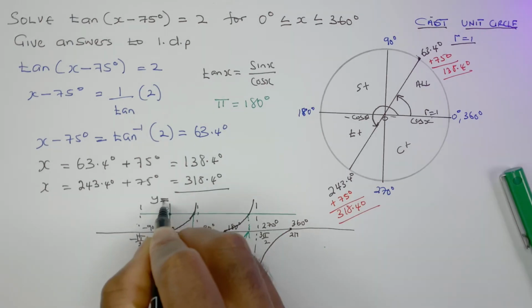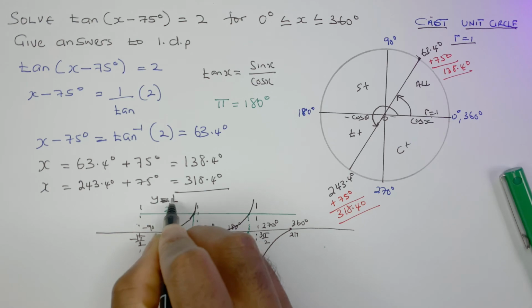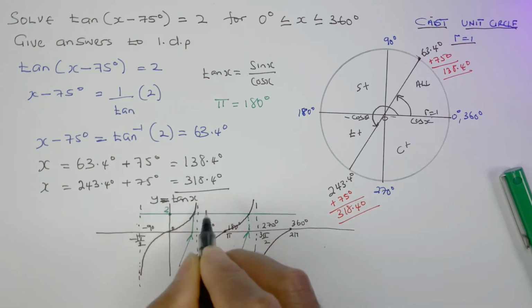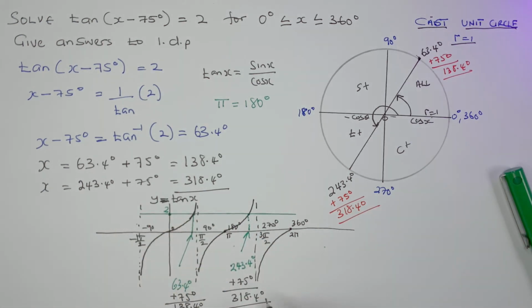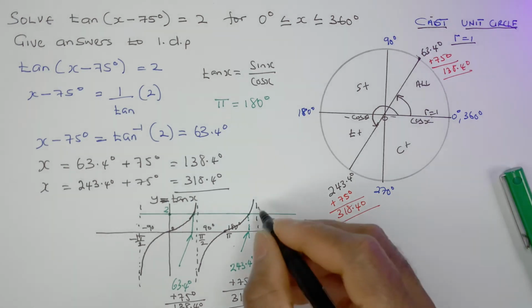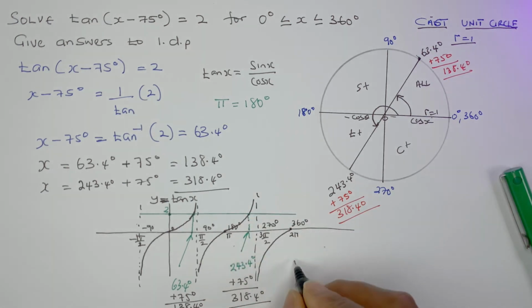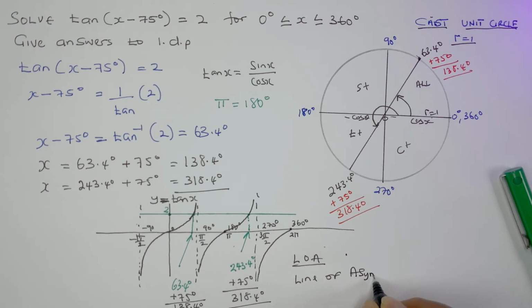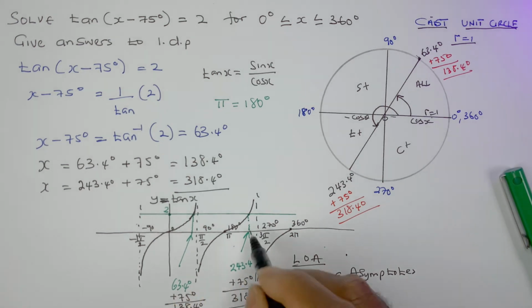And that's how you do it. So that's if you want to use the tangent function to solve your problem. So this is y equals tan of x. The hidden lines are the lines of asymptote. That's the line the curve approaches but never touches.